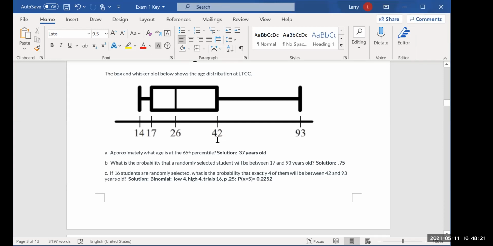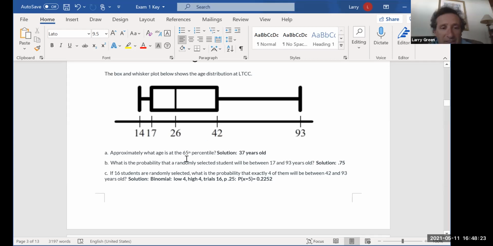75th. We want the 65th percentile, which means it's going to be a number between 26 and 42. Has to be bigger than 26 and less than 42. For example, 37. I would have accepted any number you gave me that was bigger than 26 and less than 42. Anything, if it was smaller than 26, you're less than 50th percentile. If it's greater than 42, you're greater than 75th.